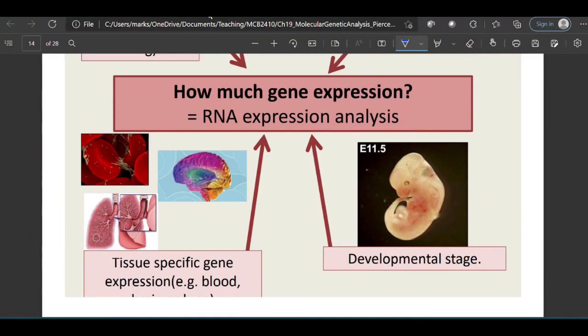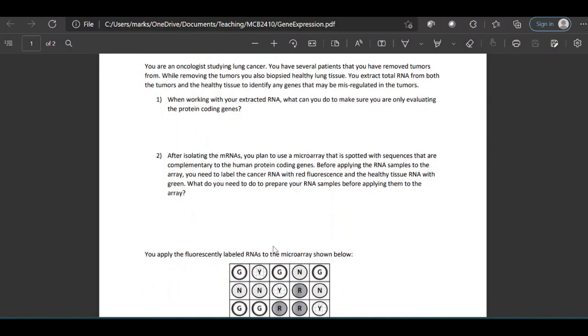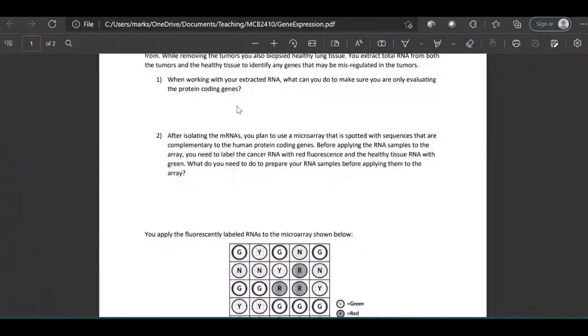All right, so let's take a quick look at the worksheet. This is a hypothetical situation where you're studying lung cancer, and you have a bunch of different patients that you've removed tumors from. While you're in there taking the tumors out, you also biopsied a little bit of healthy adjacent tissue. You extract total RNA from the tumors and the healthy tissue to identify any genes that may be misregulated in the tumors. So the first step is, when you're working with your extracted RNA, what can you do to make sure you're only evaluating protein coding genes?